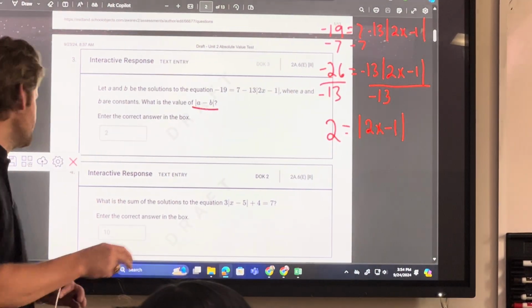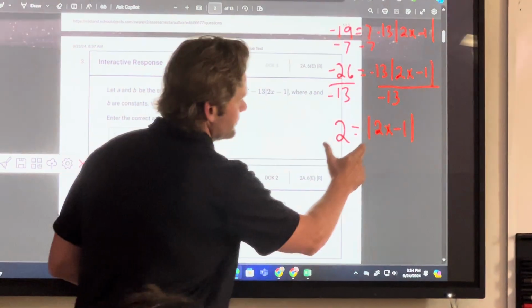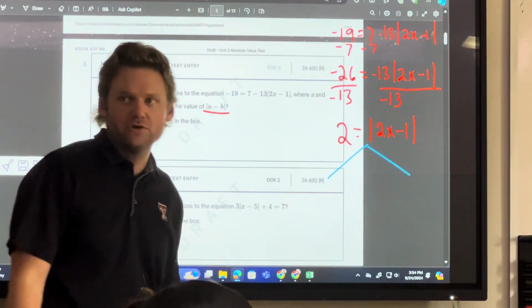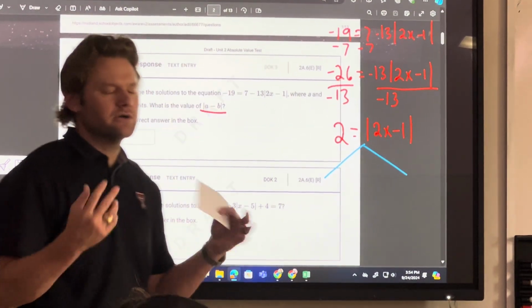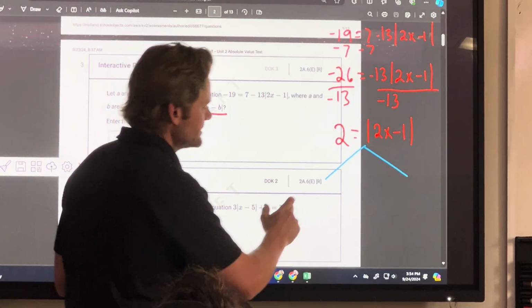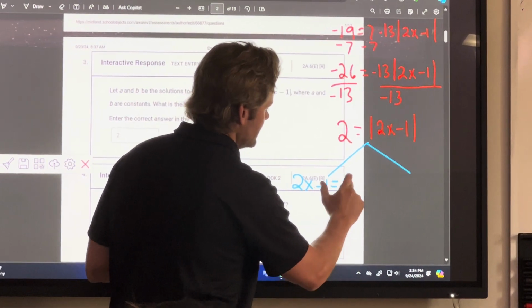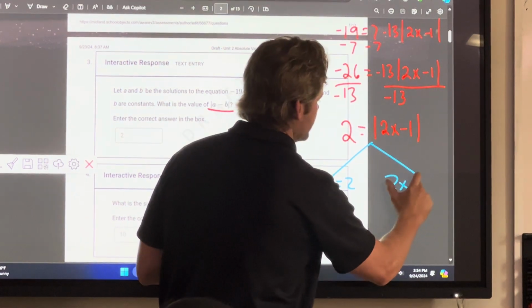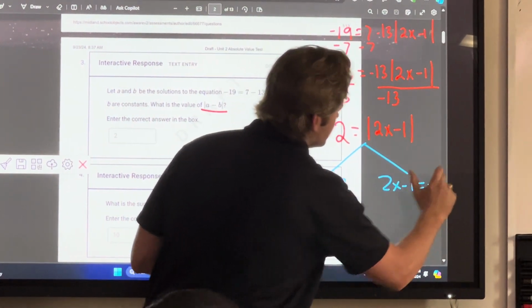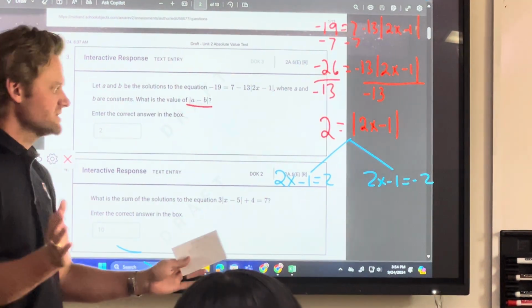Now I have isolated it, so I'm going to split this in 2, and I'm going to start with blue, right? So now I'm just going to rewrite this equation the other way. It's going to make it a little easier. So I'm going to write 2x minus 1 equals +2, and 2x minus 1 equals -2. All right, I've isolated it. Now I'm splitting in 2.